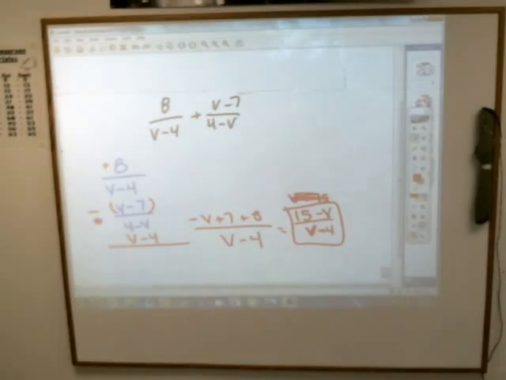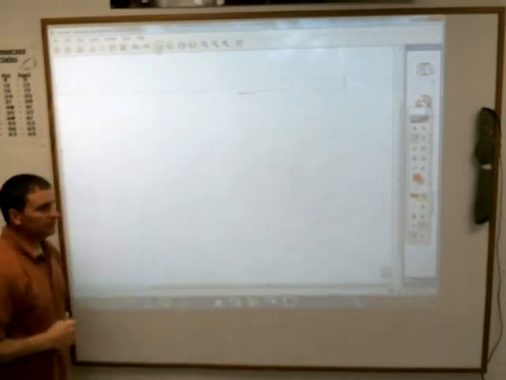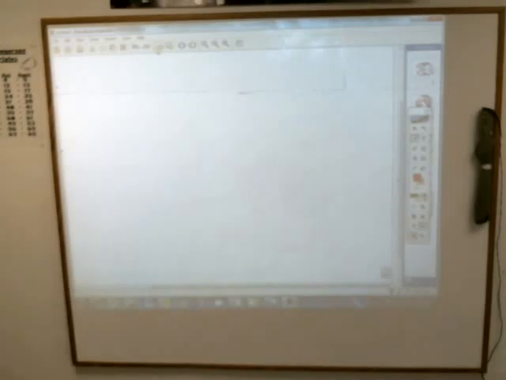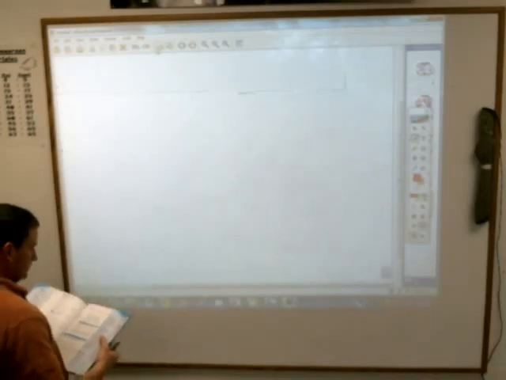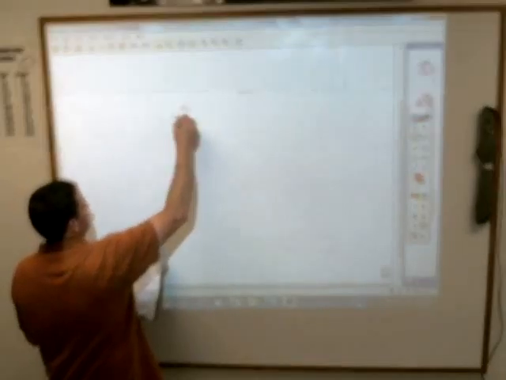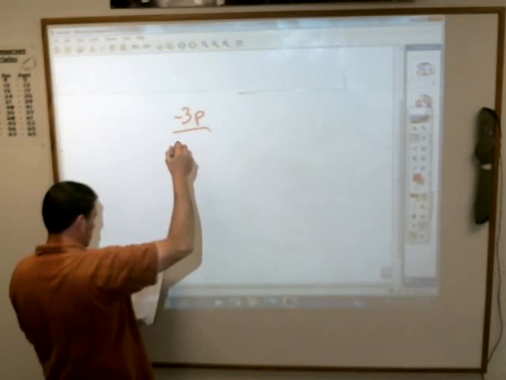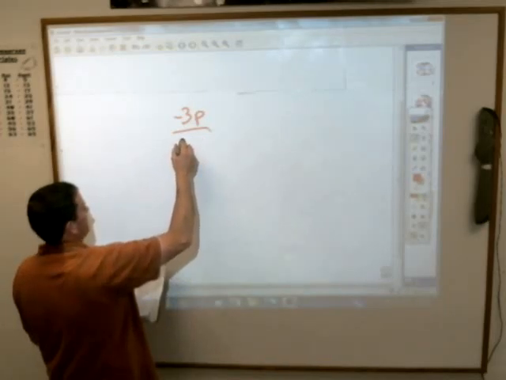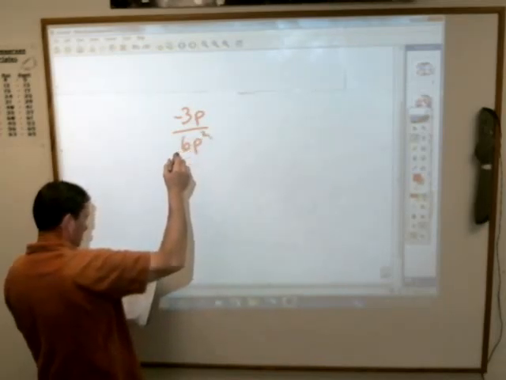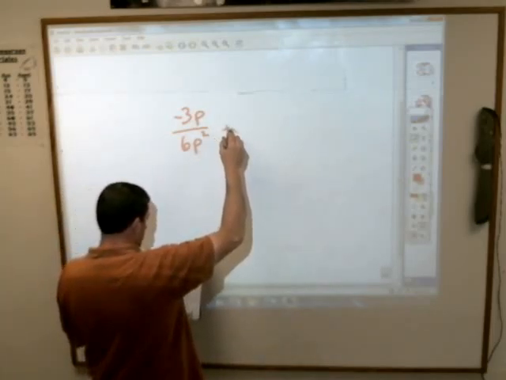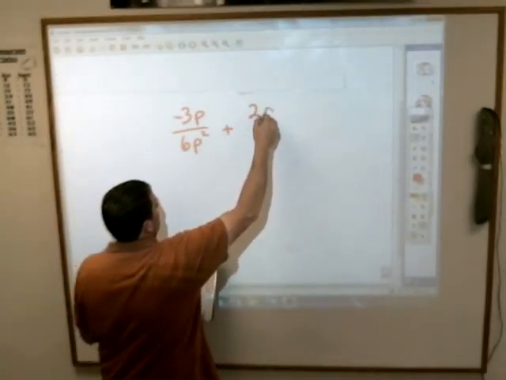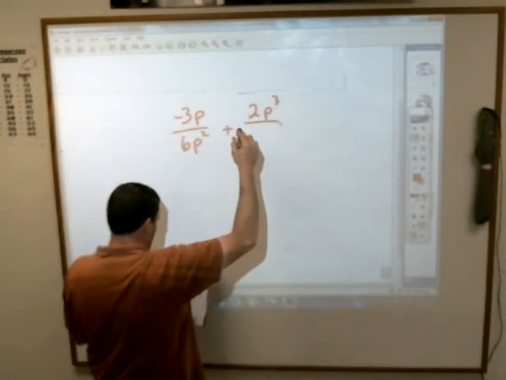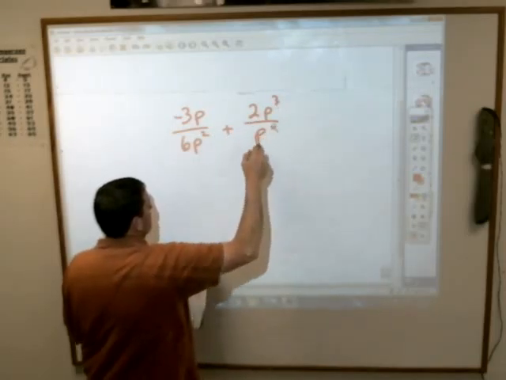Now I will give you one to try on your own. How about this one? And Katie, you won't find the answer in the book for this one, so good luck. You want to do a trinomial one? No. Let's do this one. Negative 3p over 6p squared plus 2p cubed over p to the fourth.